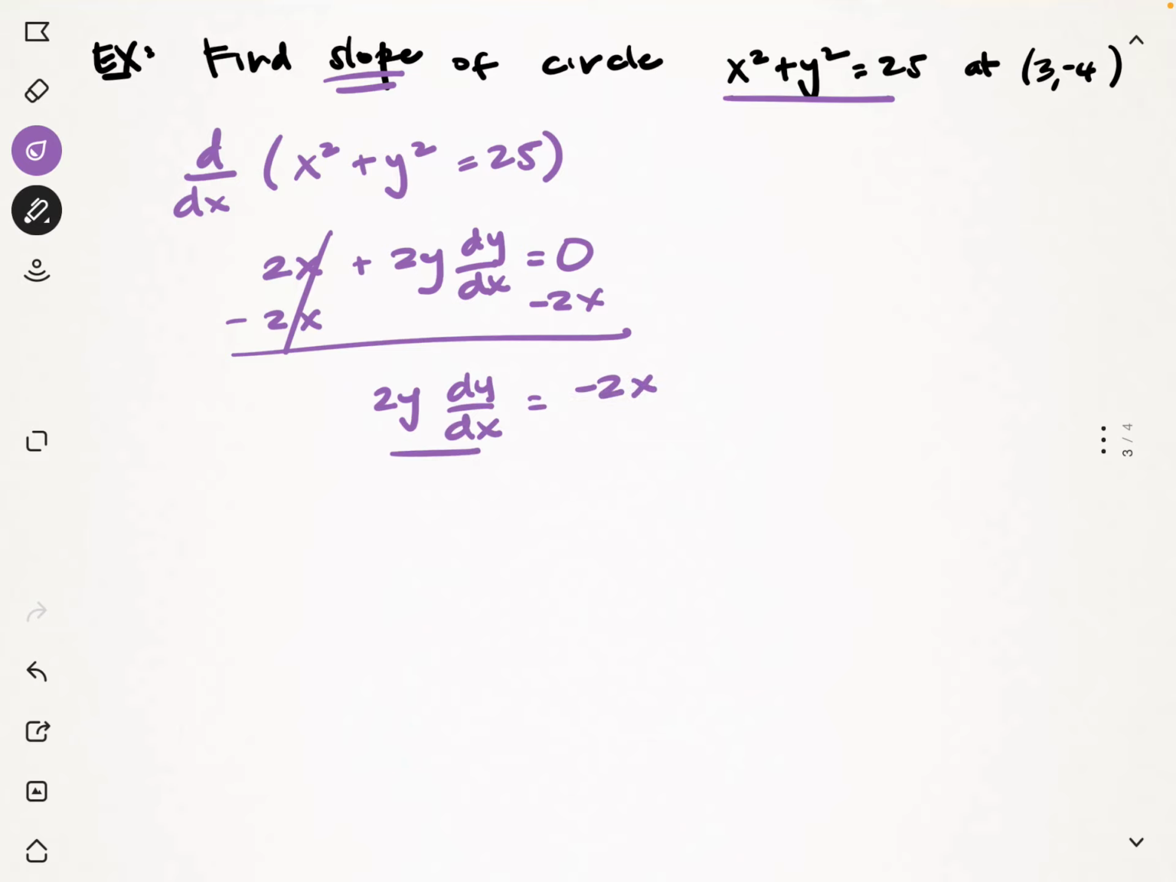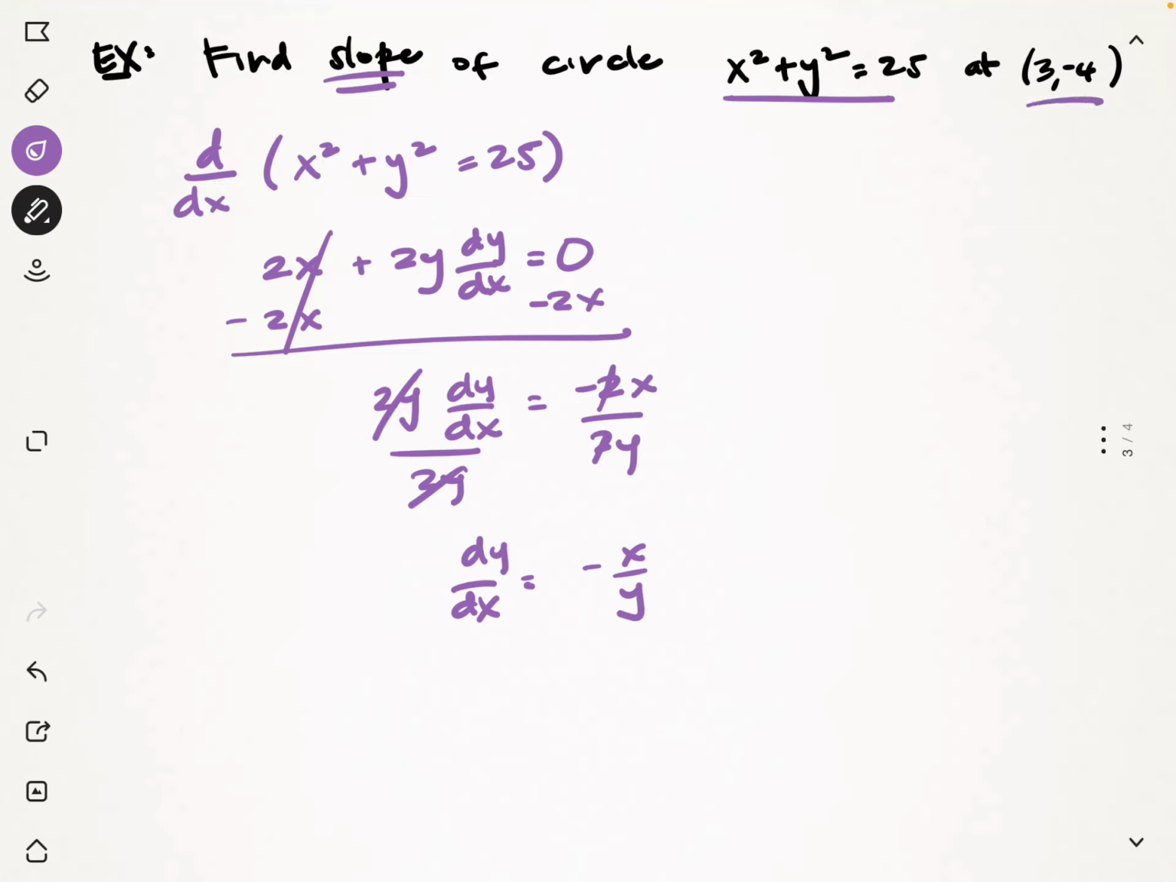And then divide by our 2y. And I guess the 2's can cancel, right? So dy/dx equals negative x over y. Now at this point, this will give us our slope at any x.